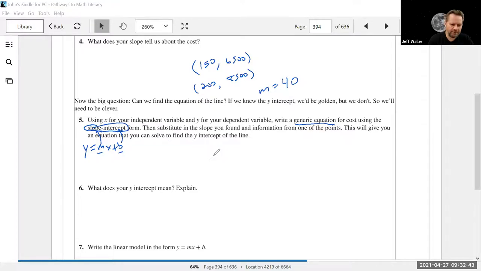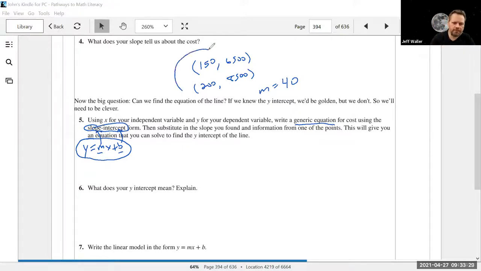Now, here's the cool stuff. You ready? Does it matter which points I pick on the line? Would the slope change if I picked a different point on the line to work with? Slope is not going to change, because if it did, it would not still be a straight line, correct? If the slope changed, it means it curves somewhere, right? So now watch this. What is the main thing that we don't know in this equation? What's the last piece of information that we don't know? We don't know B, right?